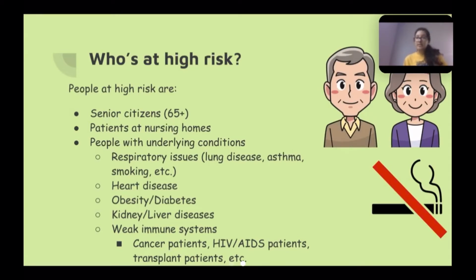You are also at high risk if you have heart disease, if you are obese or you have diabetes, if you have kidney or liver diseases, or if you have weak immune systems. So with weak immune systems, that could include any autoimmune disease, if you are a cancer patient and going through chemotherapy, if you have HIV or AIDS, if you got an organ transplant, or you are donating an organ, you are still at high risk.